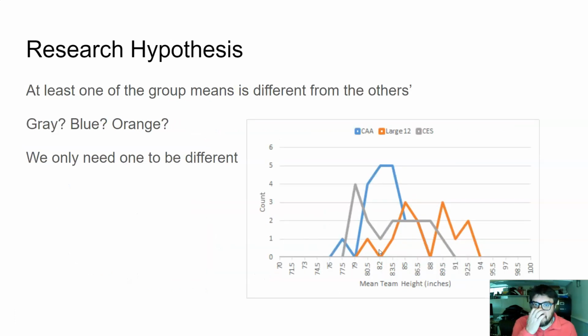So our research hypothesis is that at least one of our groups represents individuals who are sampled from some different population than the others. So that would mean that we expect that sample mean to be different from the other samples, and only one of those needs to be different.